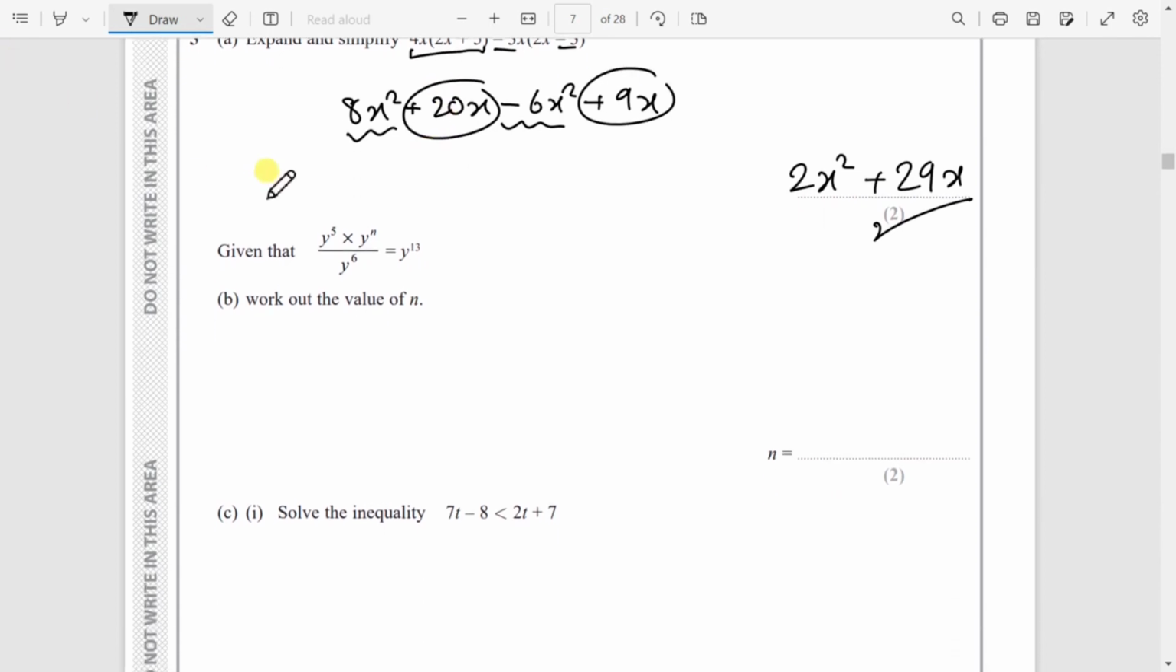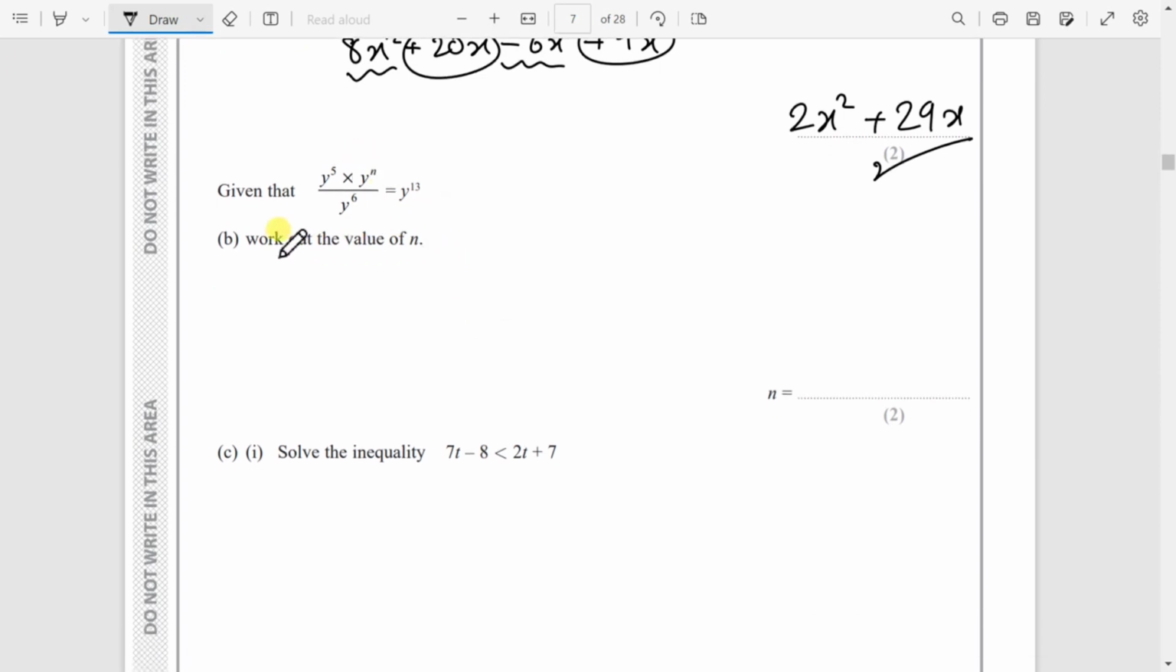Now, given that you've got a fraction and equals y to the 13, so here's indices and powers, work out the value of n. What I'll do, when you multiply power bases, you add up the powers. If you divide, you subtract the powers. So in this case, you can think of it as y to the power of 5 plus n minus 6. Let's write down y to the power of 5 plus n minus 6. And that's supposed to equal y to the 13.